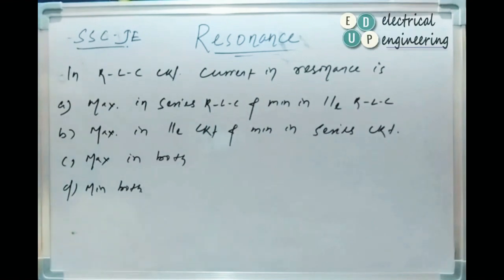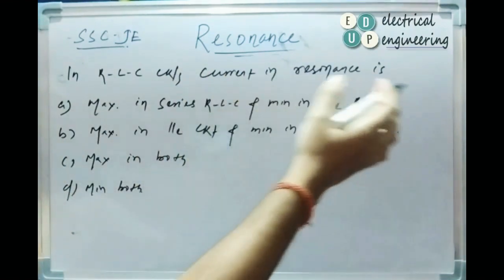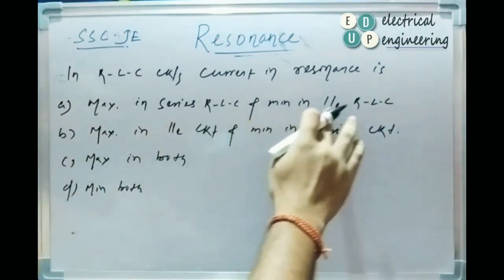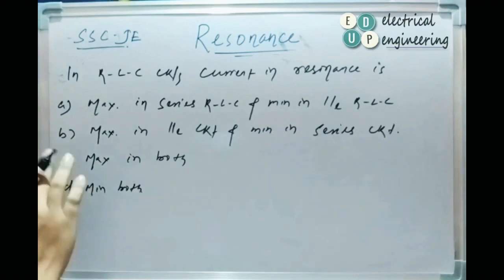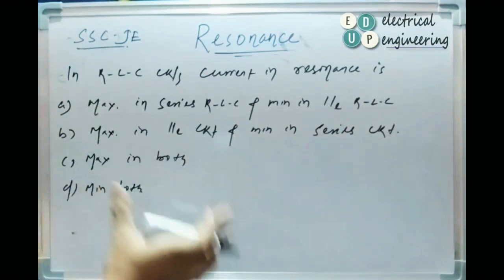In this question, in RLC circuits, current in resonance is: A. Maximum in series RLC and minimum in parallel RLC. B. Maximum in parallel circuit and minimum in series circuit. C. Maximum in both. D. Minimum in both.